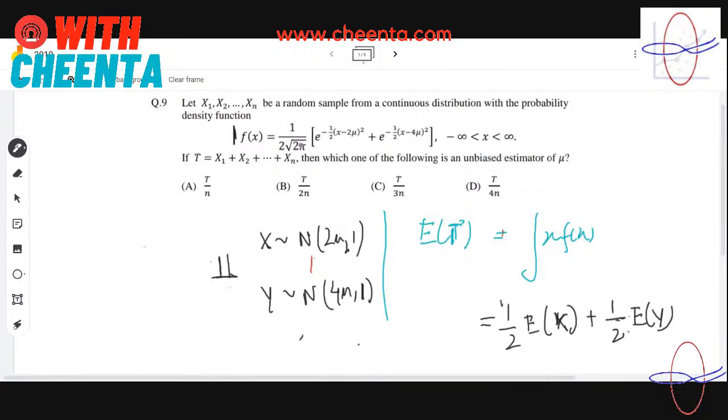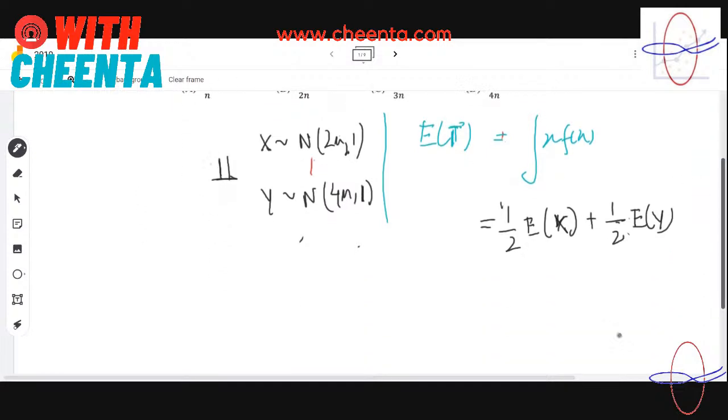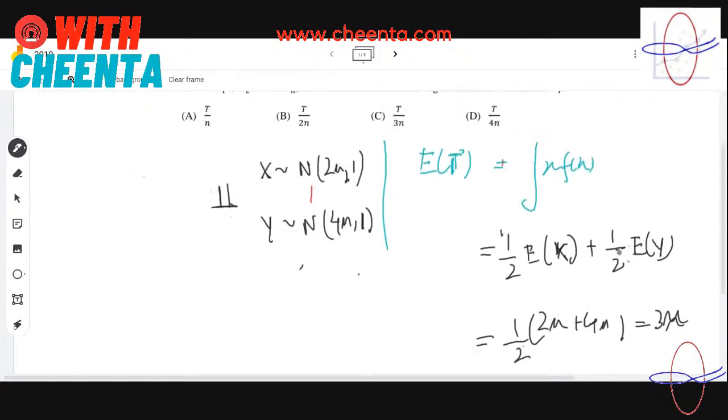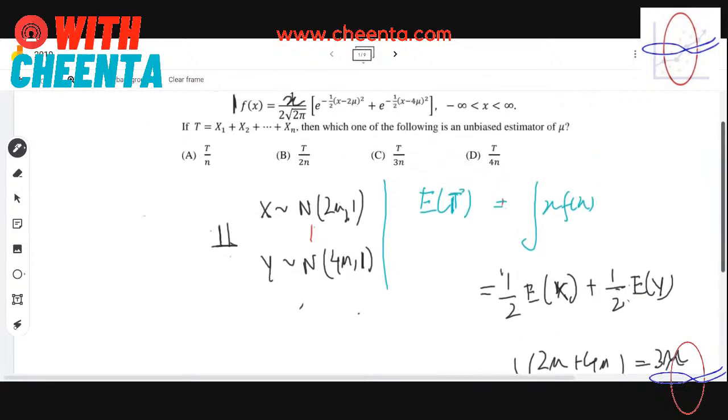Can you see that when you do x f(x), you get x and x over here. The first part is the expectation of normal 2 mu comma 1, and the second part is the expectation of normal 4 mu comma 1, and half is common. So what do we get? It's half times 2 mu plus 4 mu, therefore you get 3 mu. So therefore the expectation of T is 3 mu.